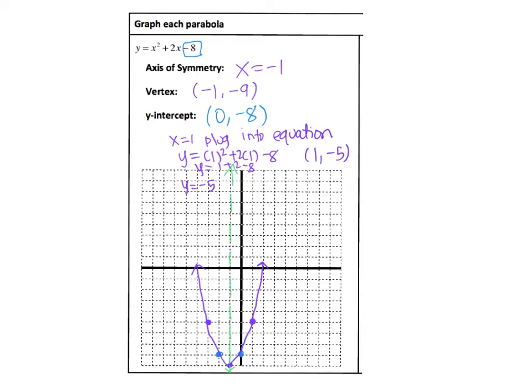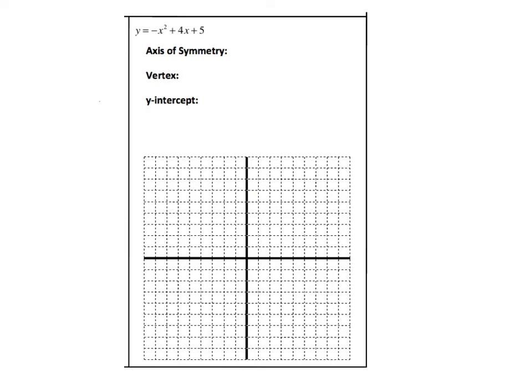All right, let's do one more example. So here we're going to look at the equation y is equal to -x squared plus 4x plus 5. And so looking at this equation, I see this negative on the outside. And that right away tells me that my parabola is going to open down. So I'm going to be ready for that to happen.